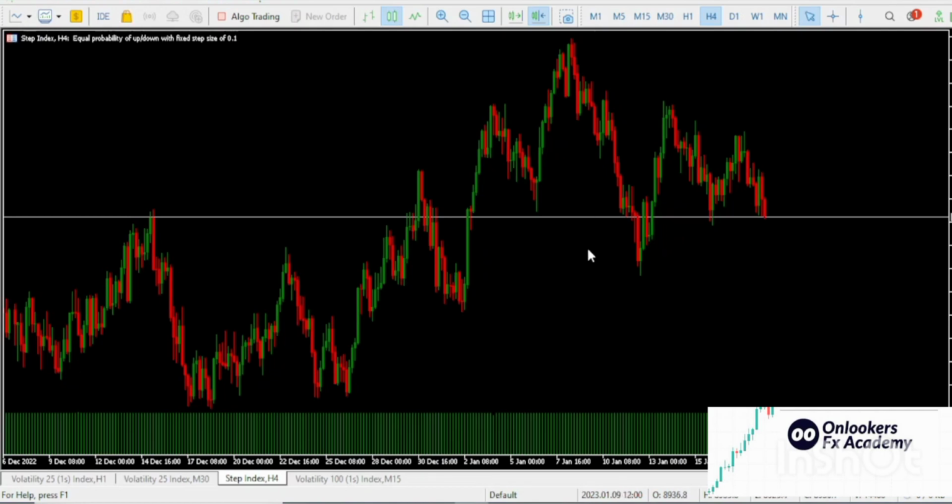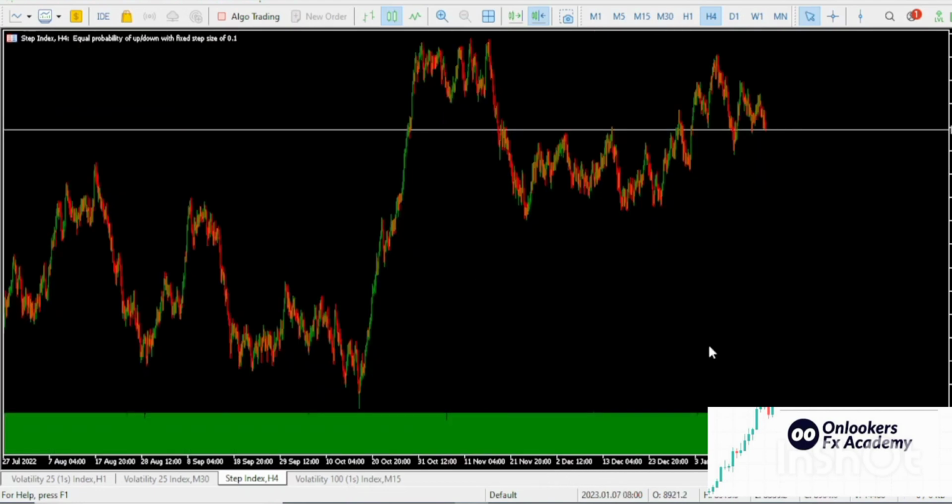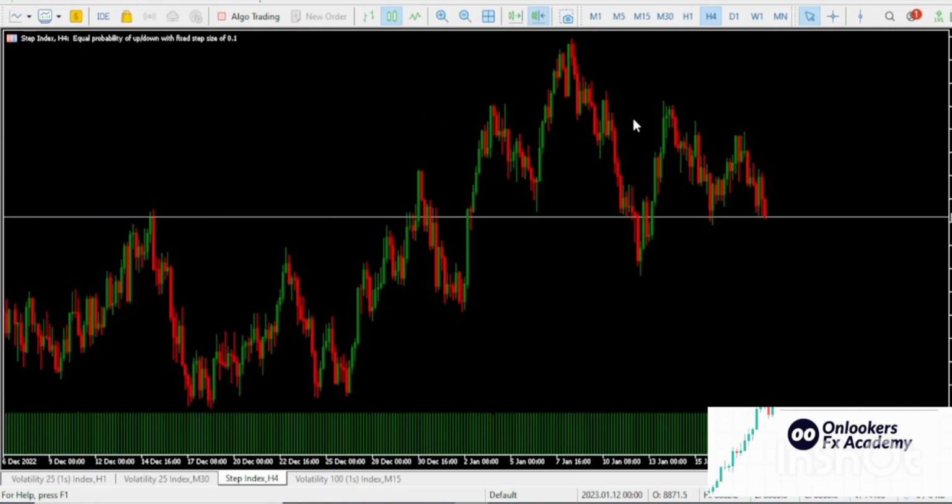Now first of all, before you think of spotting order blocks, know the market structure. Like this now on step index, know that this is a selling, this is a bearish market. Now what you are supposed to do is look for order blocks on a selling, bearish market. Now let's look at this recent formation.